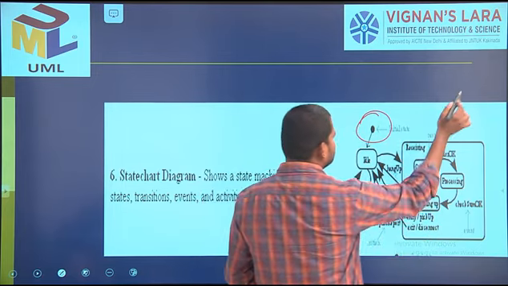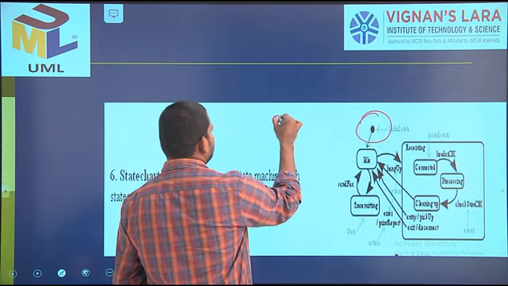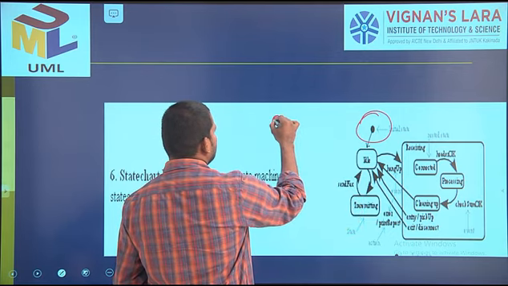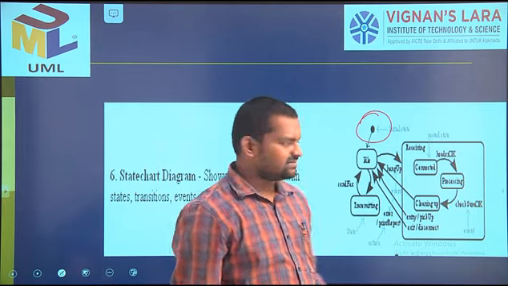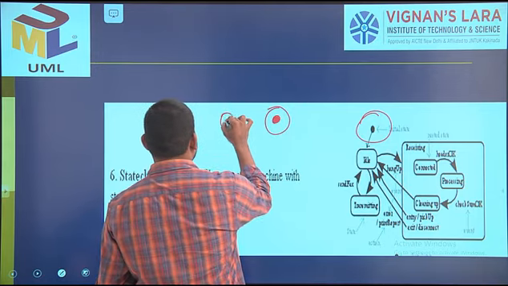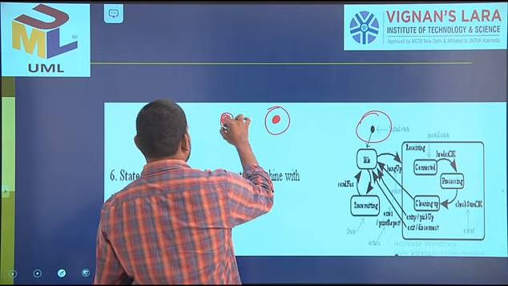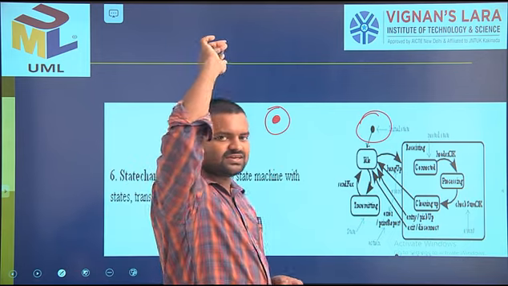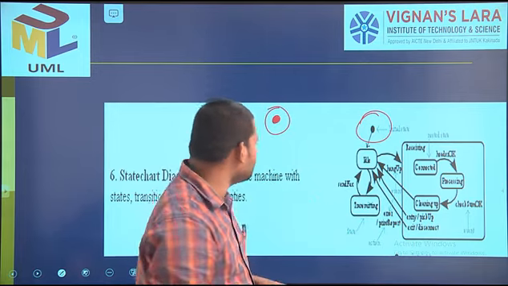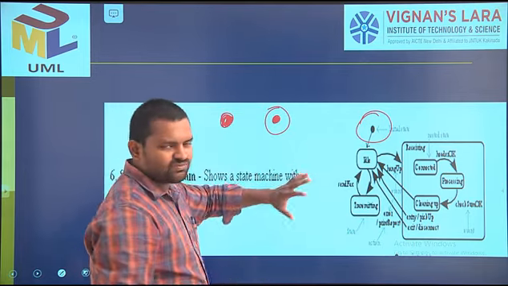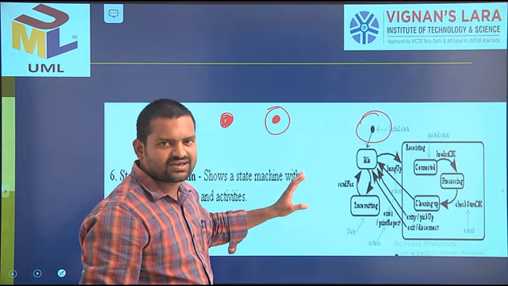We have to draw the exit state, a filled dot within a circle. That is the exit state. The starting state is a filled circle. This is the starting state. In the 5th or 6th unit, we will learn completely about this diagram. For now, we just have to see the structure of these diagrams.